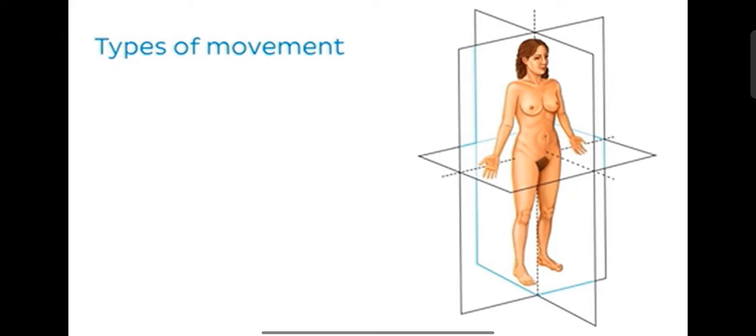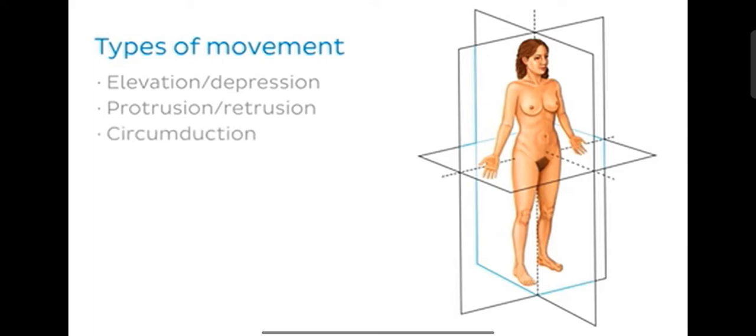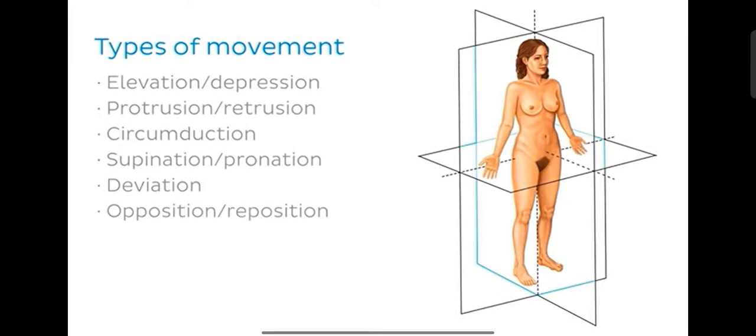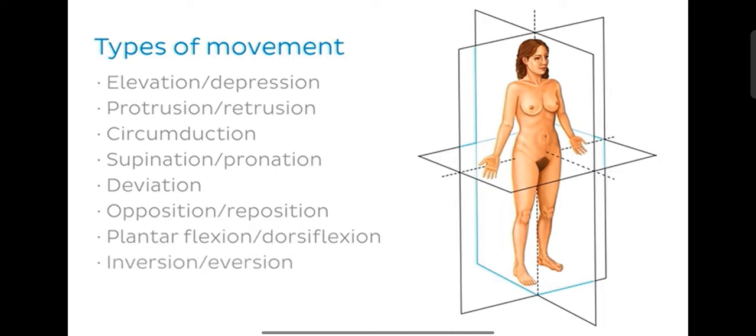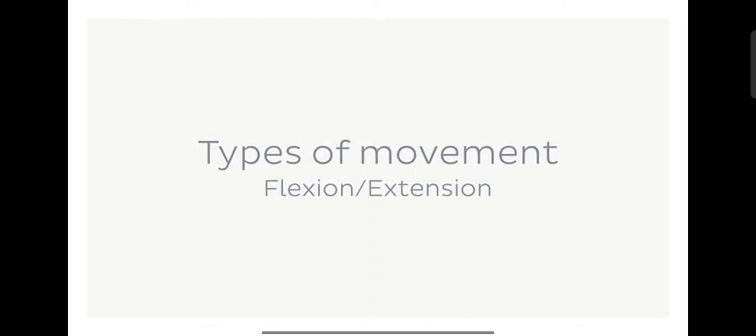We'll talk about the less common, more joint-specific movements, namely elevation and depression, protrusion and retrusion, circumduction, supination and pronation, deviation, opposition and reposition, plantar flexion or dorsiflexion, and inversion and eversion. There are a lot of different types of movement, but we'll break them down, and once we're done, you'll be able to describe any movement the human body can make. So let's begin with flexion and extension.